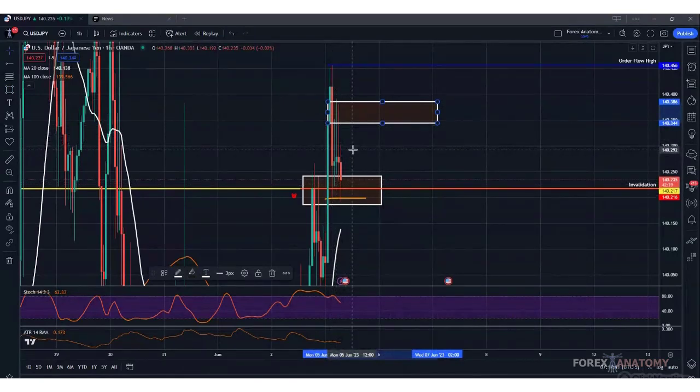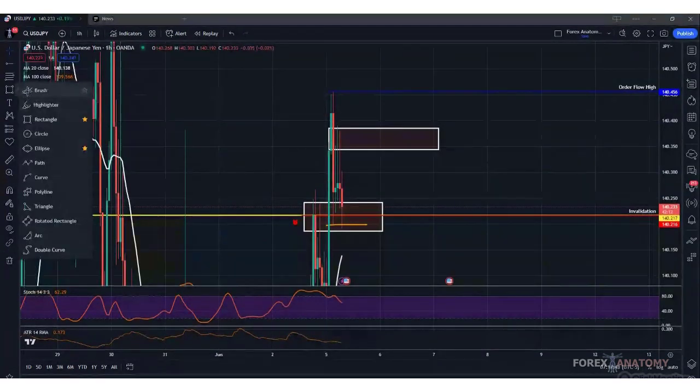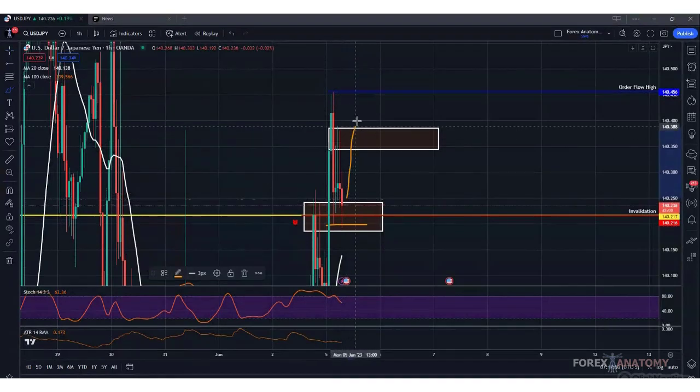So it's up to you how you want to trade it. Some people will look for at least a 1 hour candle close above this area, and then they'll look for the retest, and then they'll look to get in.